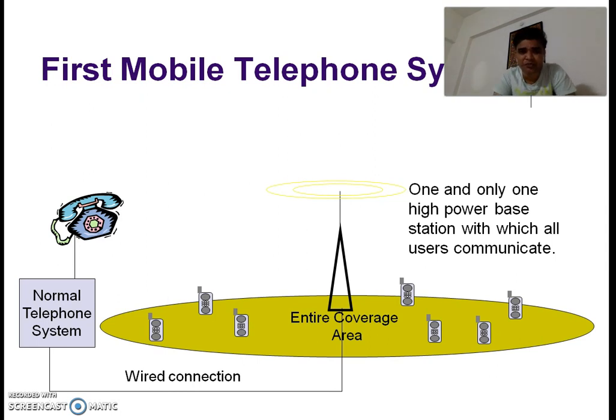So this is the very first mobile telephone system. This is one and only high power base station which will give the coverage area to all the stations shown over here. And this particular omnidirectional antenna, or the tower or the base station, is connected with a wired connection to the normal telephone system, that is the public switched telephone network. So this is the coverage area, the entire coverage area provided by this one base station in omnidirectional, and these are the mobile stations roaming in the entire coverage area.